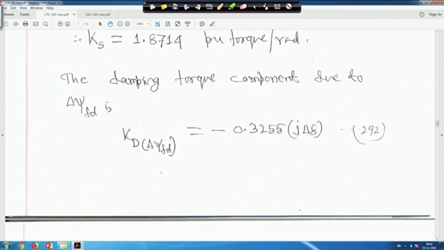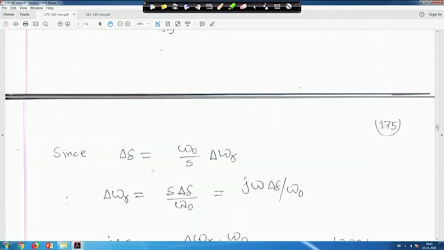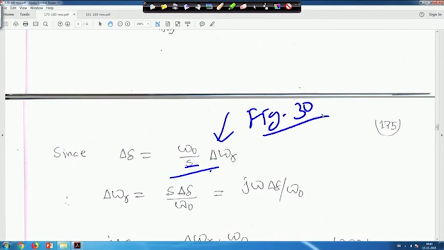Next we come to the meaning of this one: it is actually 90 degrees out of phase because of j delta delta. Go back to the block diagram, figure 30 or a previous figure, it does not matter. Delta delta is equal to omega 0 by s into delta omega. So we can write delta omega r is equal to s delta delta by omega 0, and s is equal to j omega. If you put s equal to j omega, delta omega will be j omega delta delta upon omega 0.